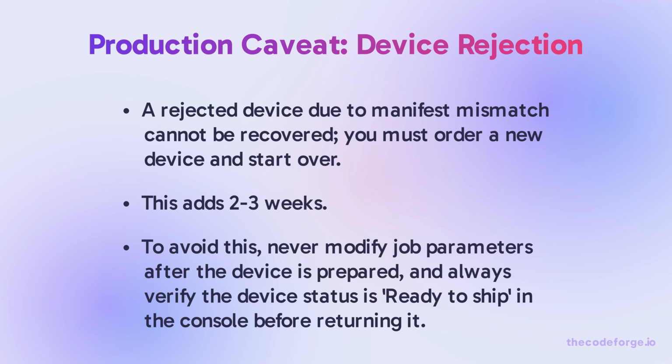A rejected device due to manifest mismatch cannot be recovered. You must order a new device and start over. This adds 2-3 weeks. To avoid this, never modify job parameters after the device is prepared, and always verify the device status is ready to ship in the console before returning it.